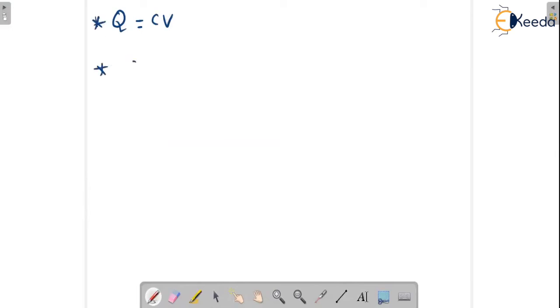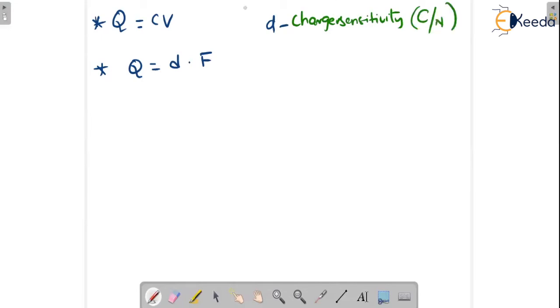The other expression is Q is equal to D into F, where D is called the charge sensitivity, and the units of this are coulomb per Newton. Now, if you need to satisfy this, this is coulomb, this is coulomb per Newton, and the units of force are Newton. If you cancel this, you'll end up with the same units on both sides.